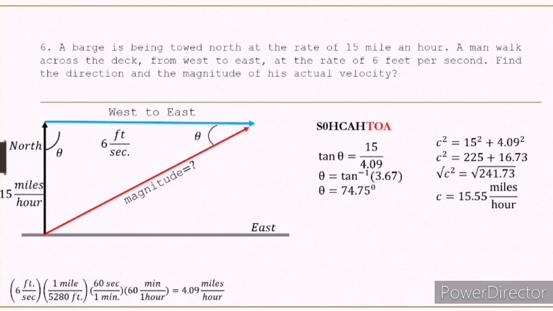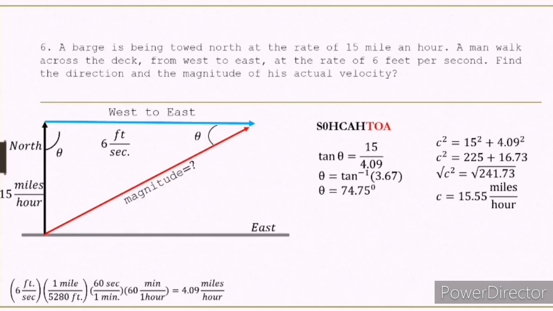Number 6 of trigonometry. A barge is being towed north at the rate of 15 miles an hour. A man walks across the deck from the west to east at the rate of 6 feet per second. Find the direction and the magnitude of his actual velocity.